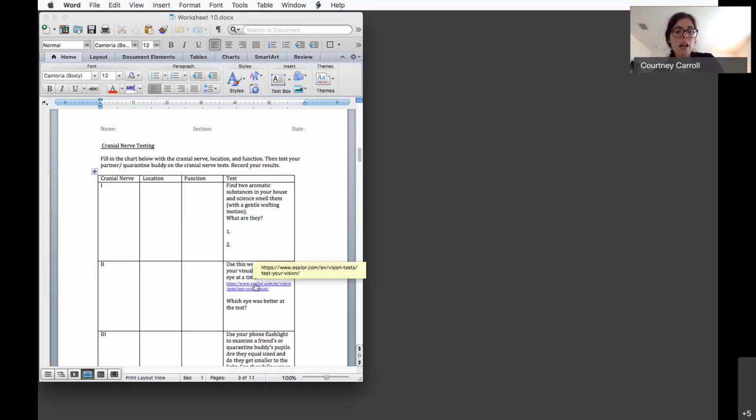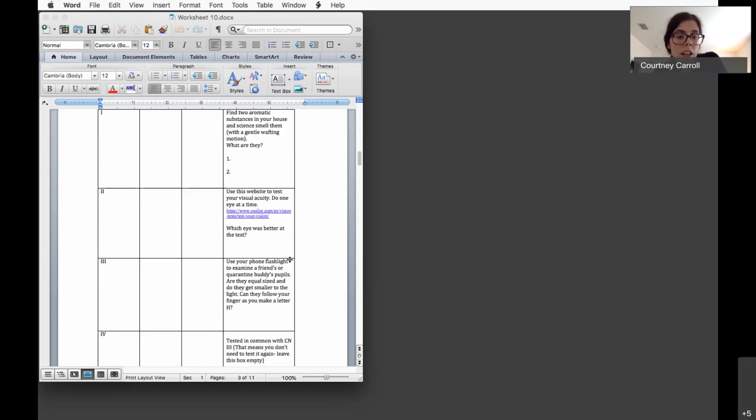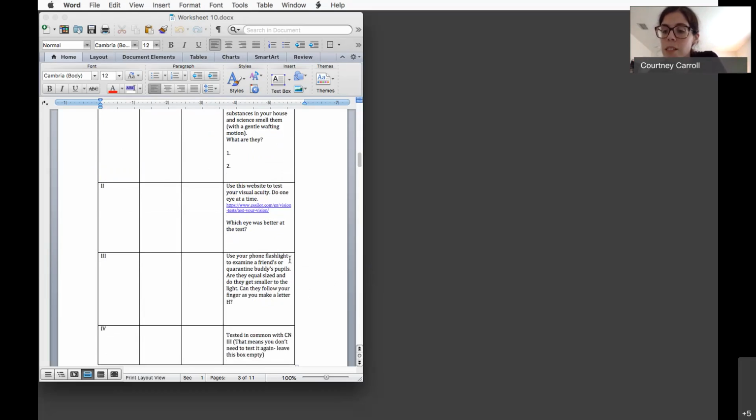Cranial 2, you're going to test with a vision test. You're going to do it with one eye and then the other, and then write which eye is better. Then, if possible, find someone you're quarantining with, a family member or roommate, and have them shine a flashlight on their phone and pass it over your eyes. Don't be mean and don't hold it right to their eye. Do a gentle pass over their eye and see what happens to their pupil. And then see if they can follow your finger. If you hold your head steady, can their eyes move and follow your finger?